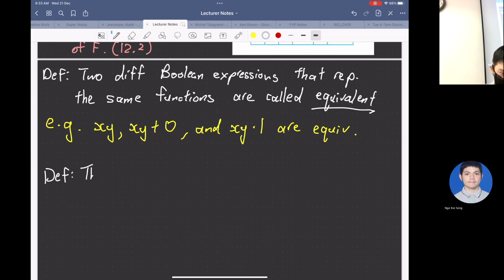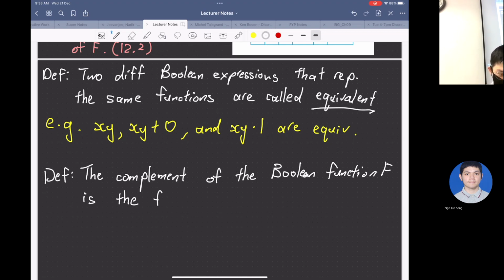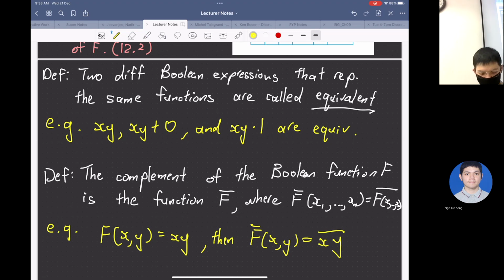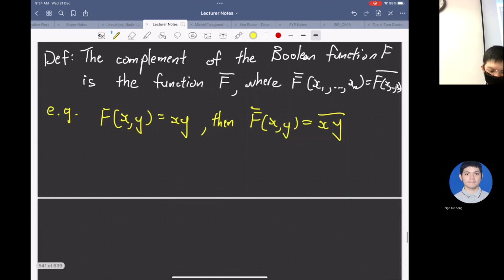Okay, next. So next is the complement of that. How do you take the complement of a function? You just take the complement of the Boolean expression of the function. Let me show you what it means. For example, if f(x,y) is equal to x1, then if you take the complement of the function, it will become the complement of the Boolean expression. Take the complement of the function. Okay, next.